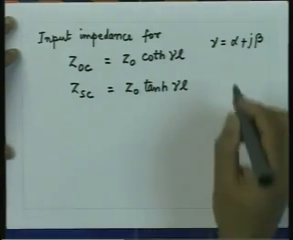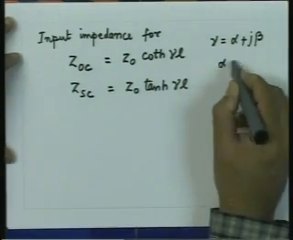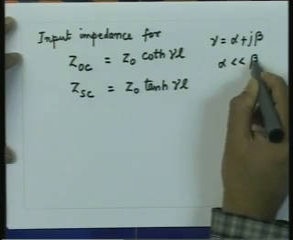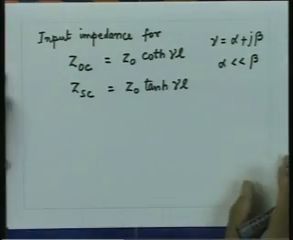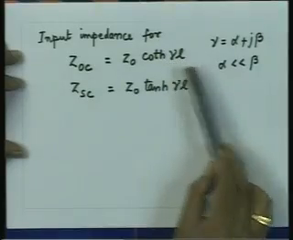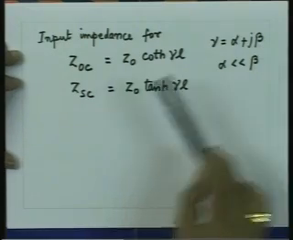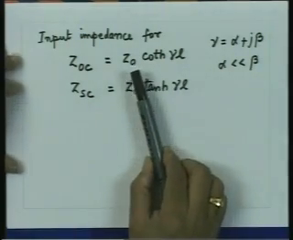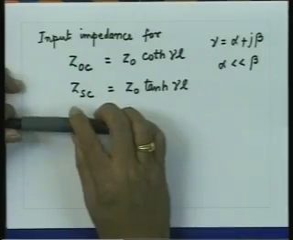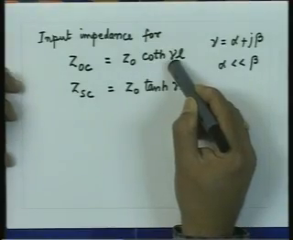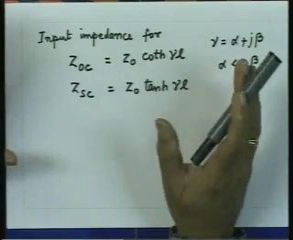The line is low loss line, so alpha is much smaller than beta, as we have considered earlier. When the line is lossy, the propagation constant now is alpha plus j beta, and it is not only j beta. We still assume that the characteristic impedance of this line is almost real. So, although we have said now the propagation constant is complex, it is not purely imaginary, the Z0 we still consider to be almost real.